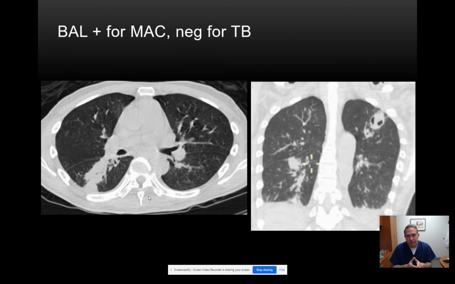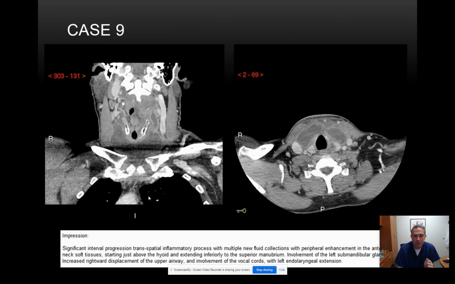So again, we classically think about mycobacterial disease, Mycobacterium avium complex, so the MAC, as the middle lobe and lingular bronchiectasis and consolidation, but it can also look like what we think about Mycobacterium tuberculosis with upper lobe cavitary disease. Good to remember.